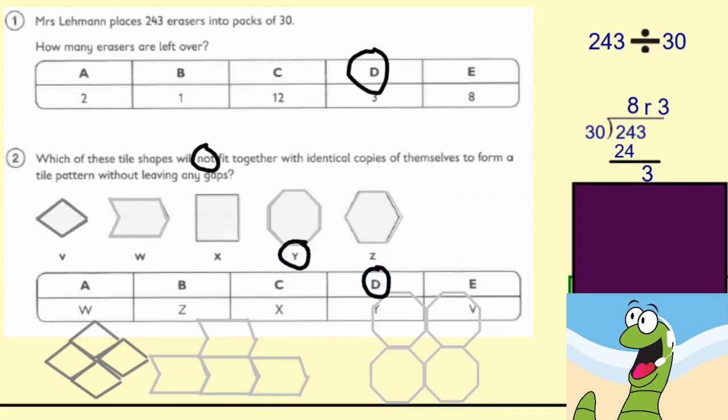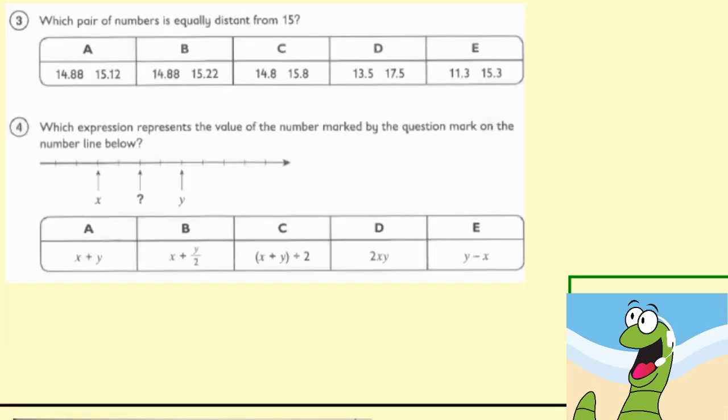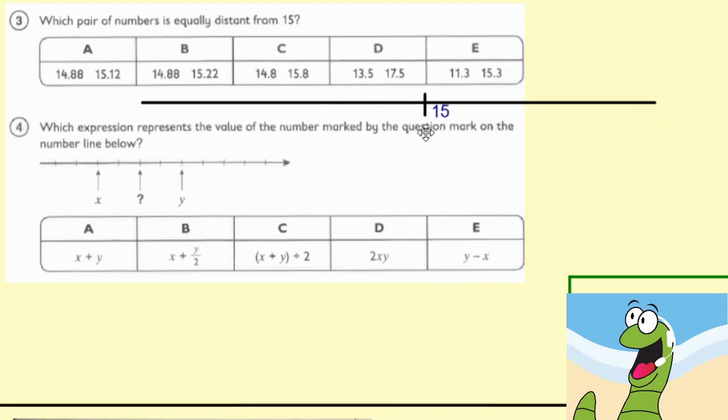Okay, let's move on to our next question. Question 3, which pair of numbers is equally distant from 15? Okay, right. Well, there are a few ways we could do this. You can either just have a look at the numbers we've got, but we want to work out which one is equally distant. So another way we can do it is draw a number line.